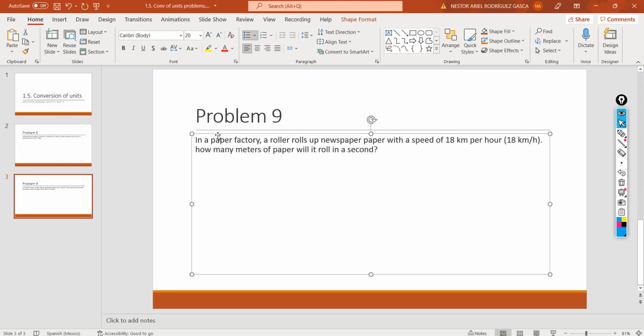What about problem number 9? It goes like this. In a paper factory, a roller rolls up newspaper paper with a speed of 18 kilometers per hour. And the question is, how many meters of paper will it roll in a second? So it's just basically a conversion of units, right? We need to transform this quantity into meters per second. And don't get too hooked up on the statement of the problem.